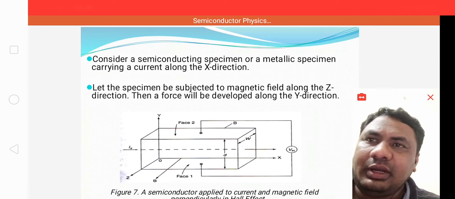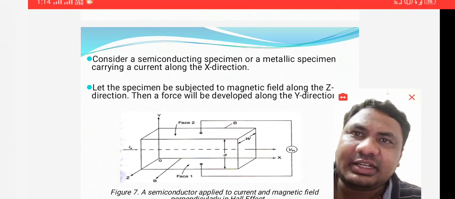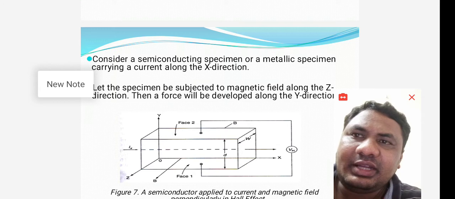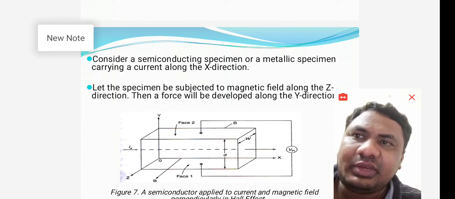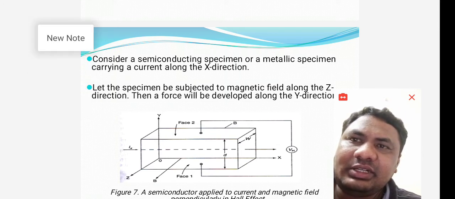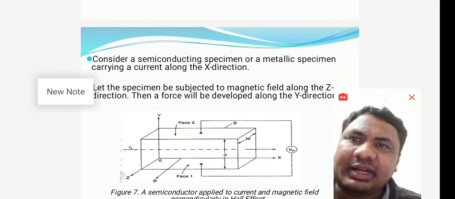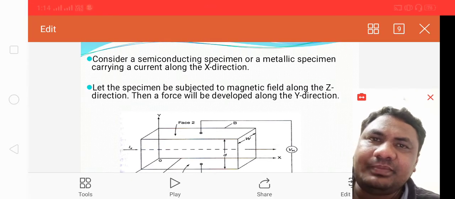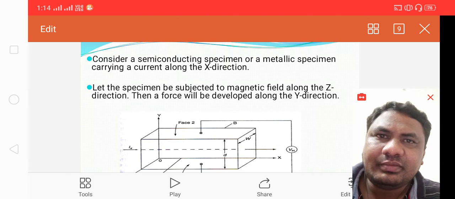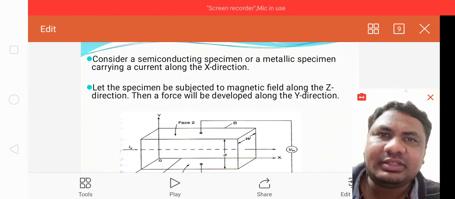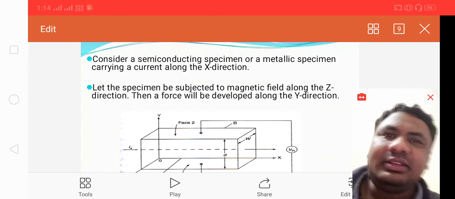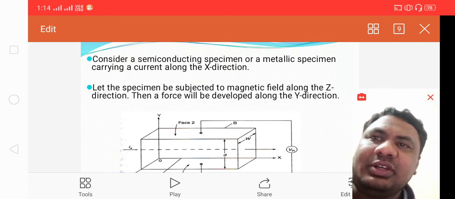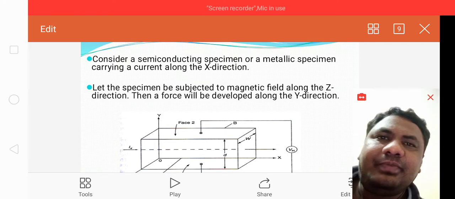Now, let's consider a semiconductor specimen. The current is flowing in the x direction, correct? In the z direction, the magnetic field. Next, in the y direction, a voltage is generated. This voltage is known as the Hall voltage. Right? Now, how can we get the Hall coefficient value?